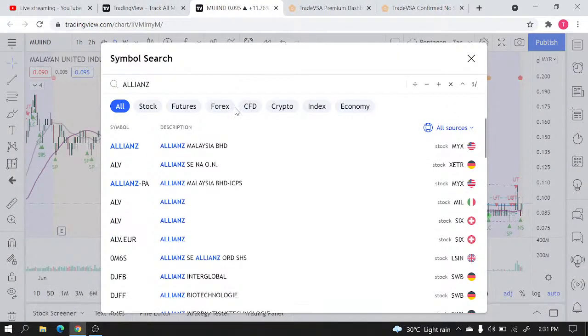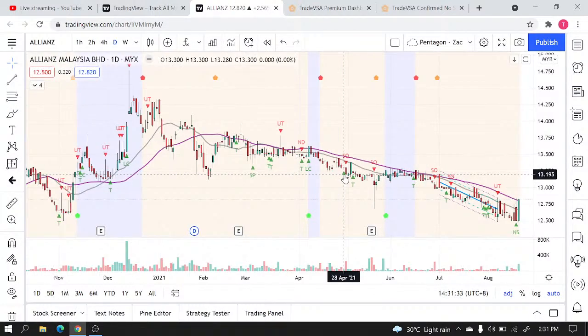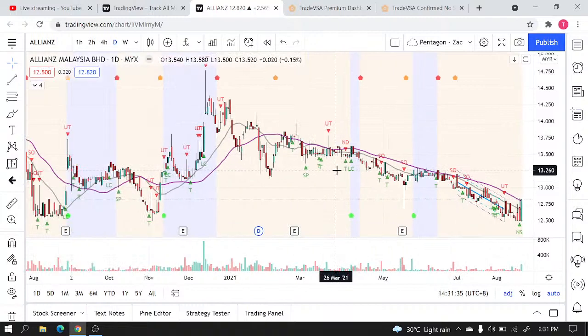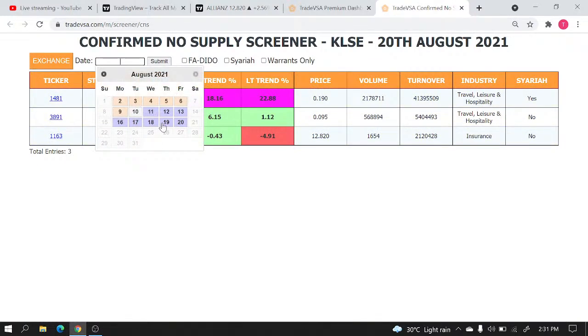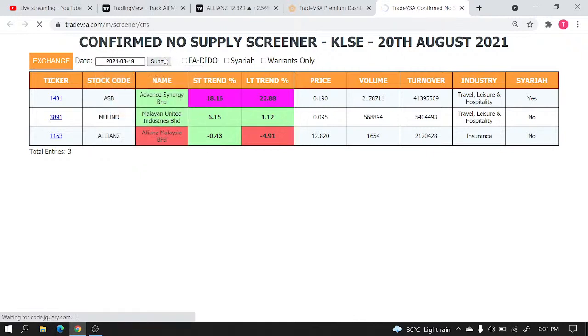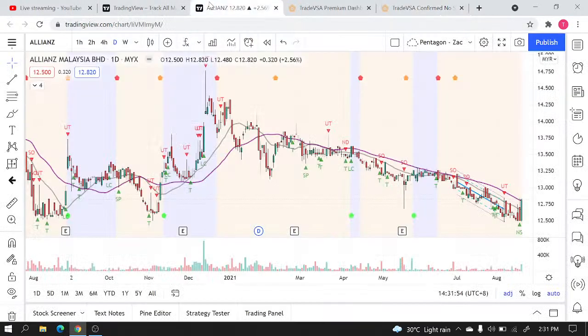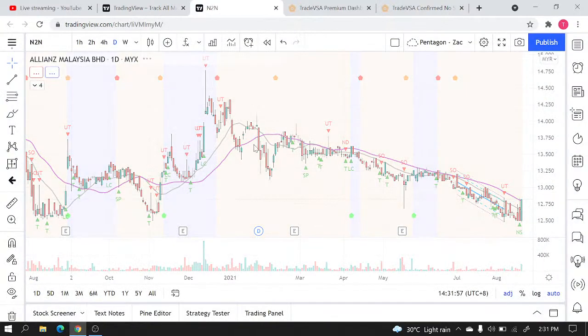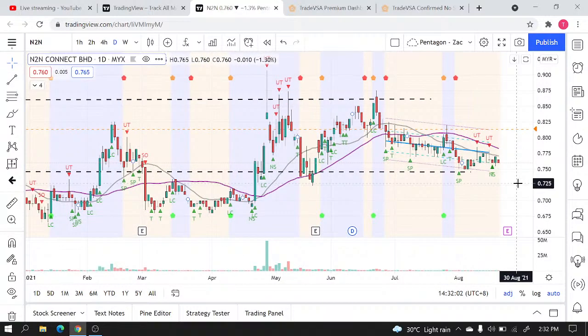Okay, Alliance. Sorry, let's go to Alliance. This is all still in downtrend. No reversal yet. So if I want to choose, I think ASB. But let's see how it goes on Monday, because you need to have a healthy type of pullback before the entry. End to end going back to support. So nothing much on NS. We got NS near to support also.